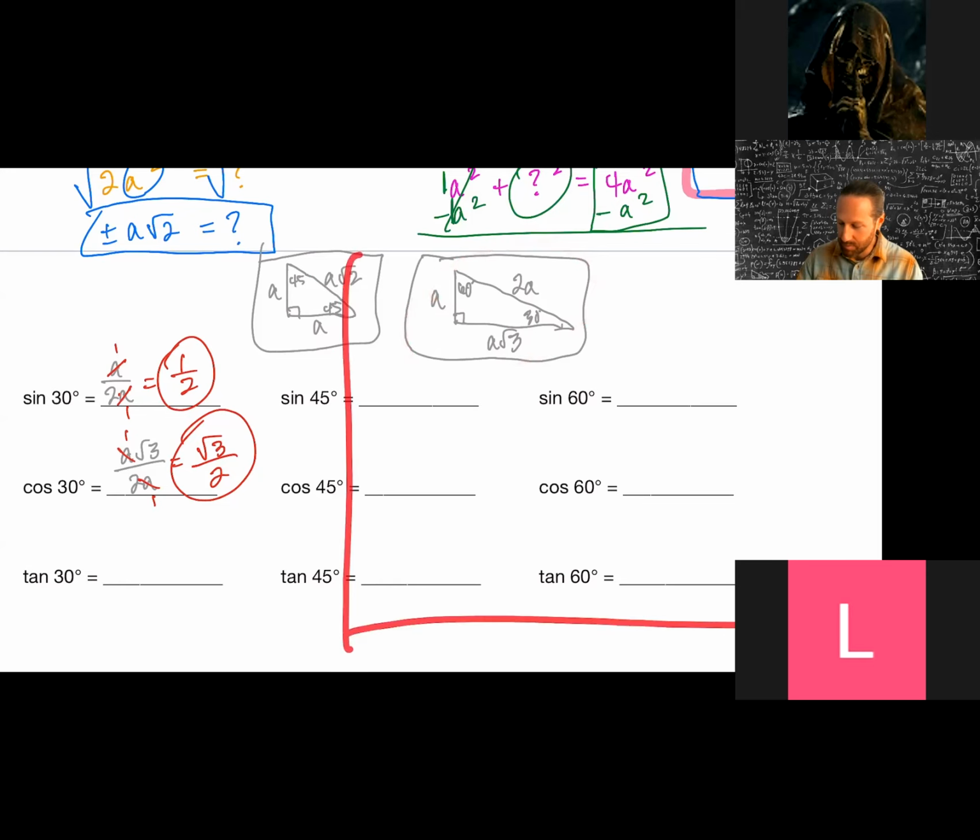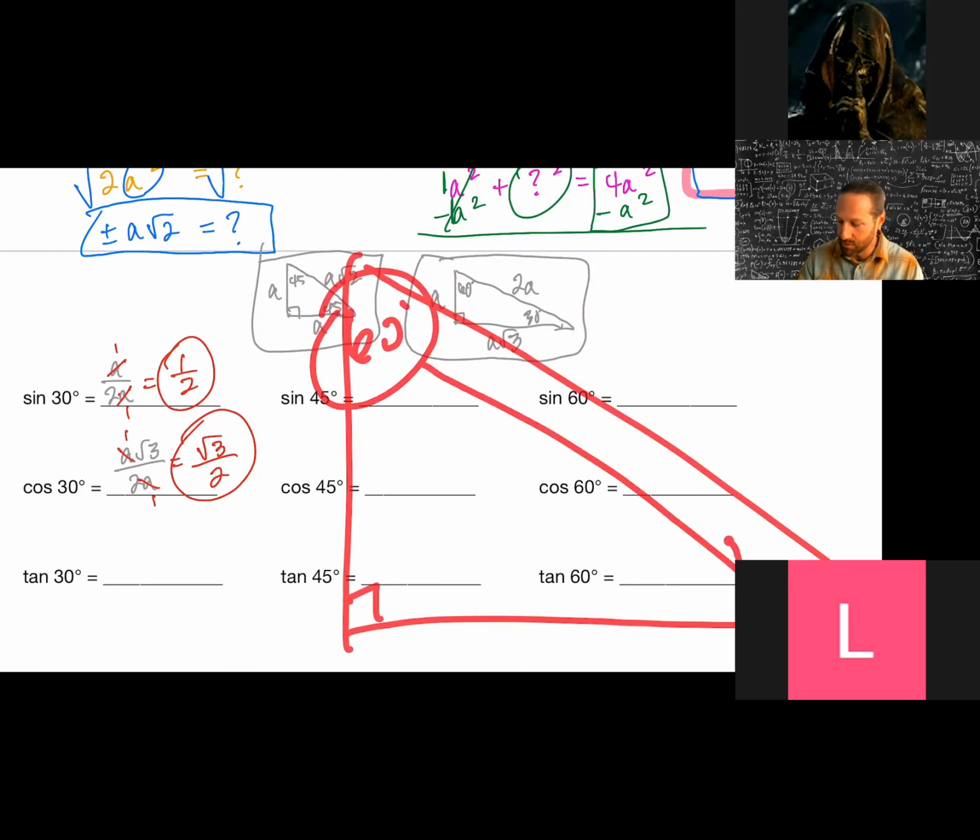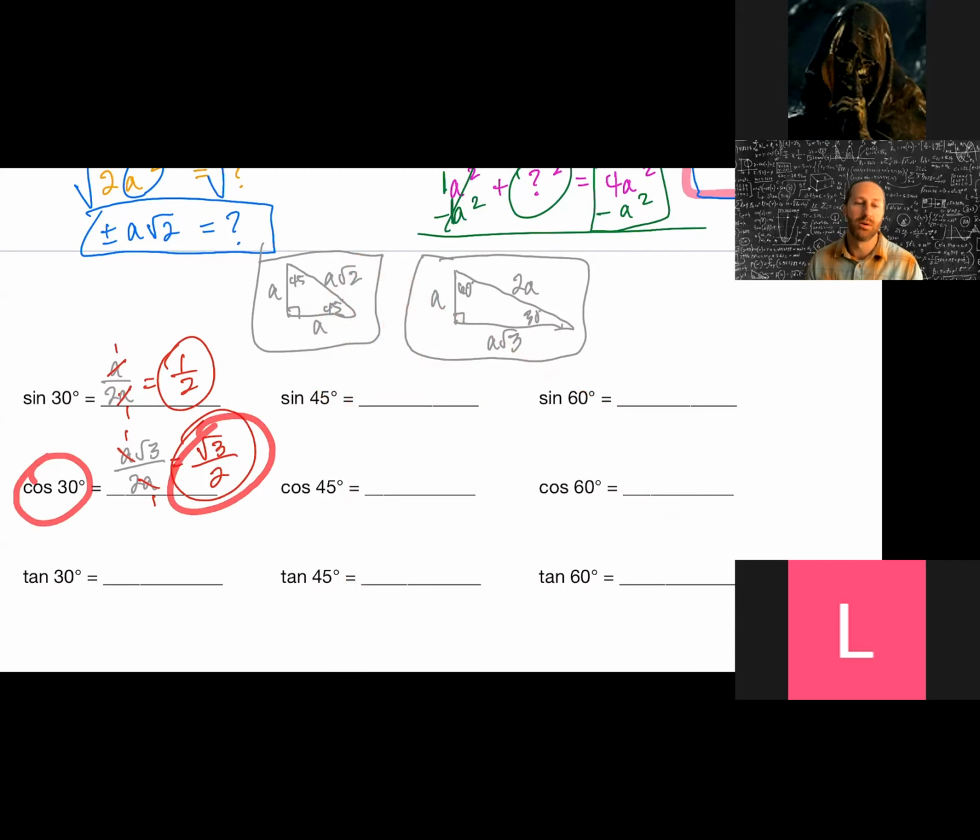If I blew it up to be this big, and the 30 was down here, the 60 was here, and the 90 was there, or these were reversed, the cosine of 30 would always give you root 3 over 2. The sine of 30 will always give you 1/2, for that ratio of opposite over hypotenuse or adjacent over hypotenuse. And therefore, what would the tangent of 30 be?